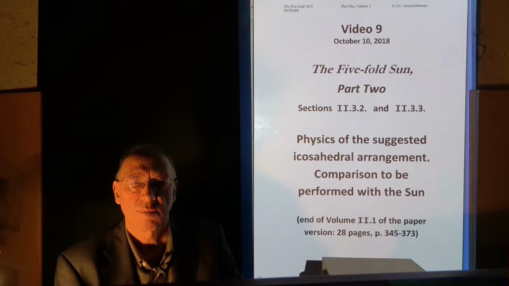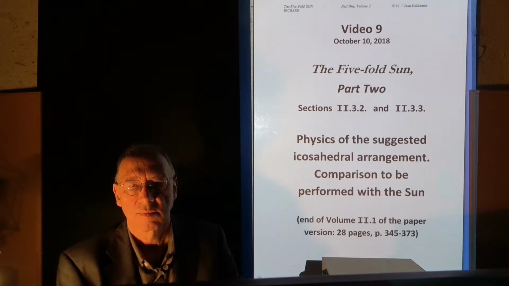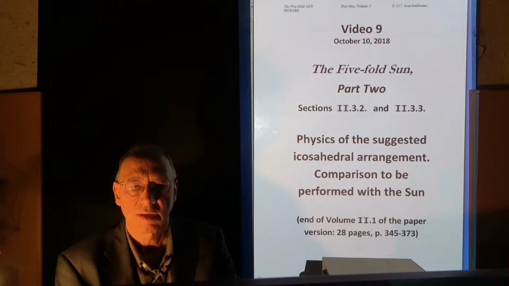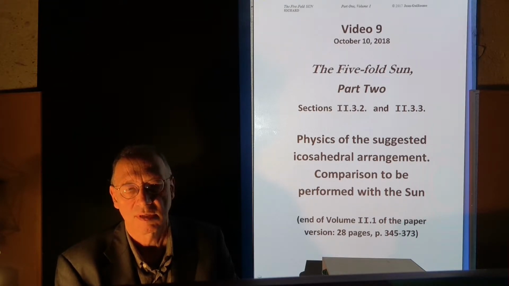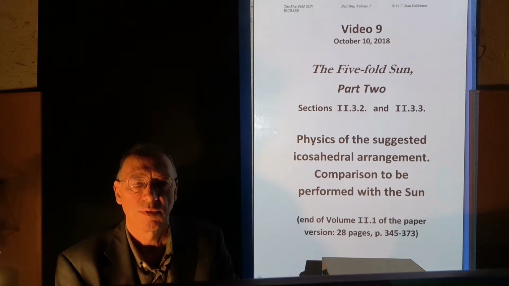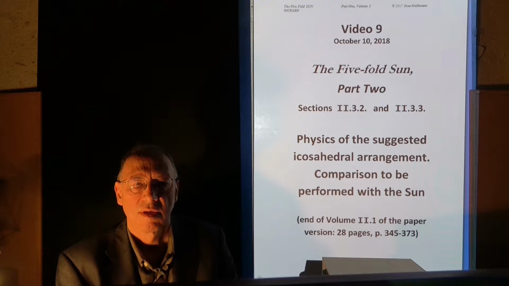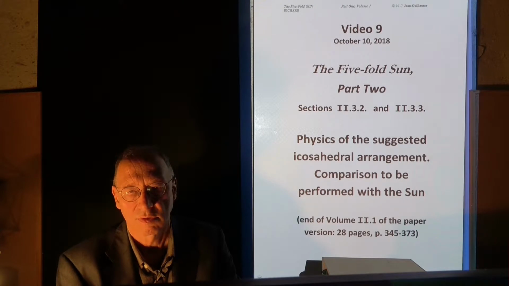In section 3.2 we will discuss briefly the physics of the suggested icosahedral arrangement that was proposed in video 8 as a model for a spheroid like the Sun. And finally, we will state the geometrical parameters of this suggested arrangement, which will have to be matched against the actual phenomenology of the Sun and the geometry of this phenomenology, so as to see if the model fits in any way with the actual solar ball.